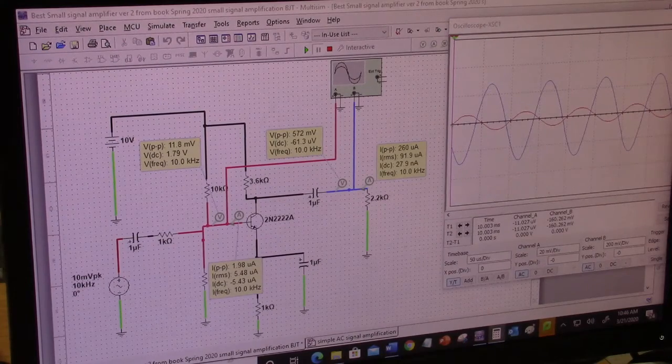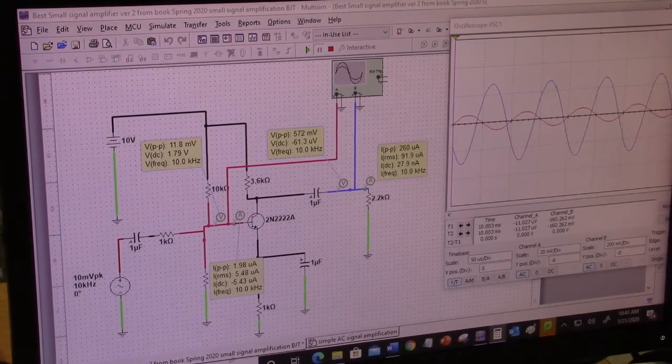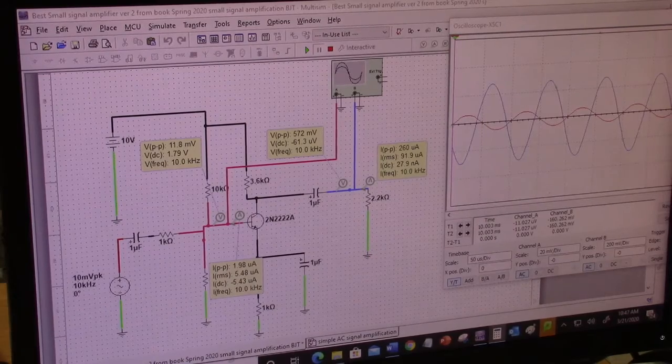Let me make sure that that number that I just told you is correct. So it's 572 divided by 11. Yeah, 52. So the voltage amplification is 52, and the current amplification is 131. So this is a really good amplifier for all practical purposes.